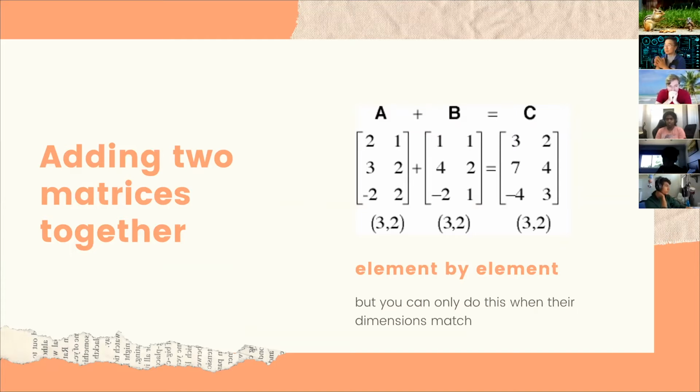So if you look at C, you see the 7 there, right? In the second row, first column. That's equal to the second row, first column of A plus the second row, first column of B, right? 3 plus 4 equals 7. Pretty simple, okay? So adding matrices together, you just add element by element.